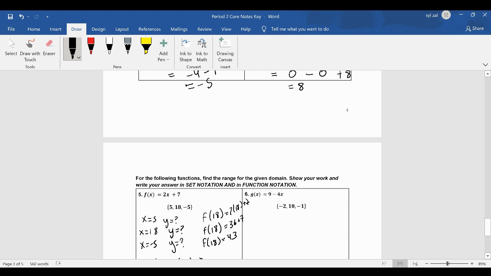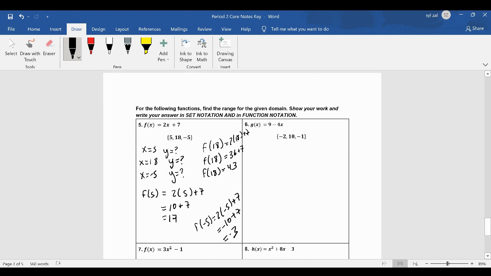All right, thank you so much for trying 6, 7, and 8. So here we're going to go ahead and do g of negative 2 equals 9 minus 4 times negative 2. So here we have 9. Negative 4 times negative 2 is positive 8. So our output is 17.